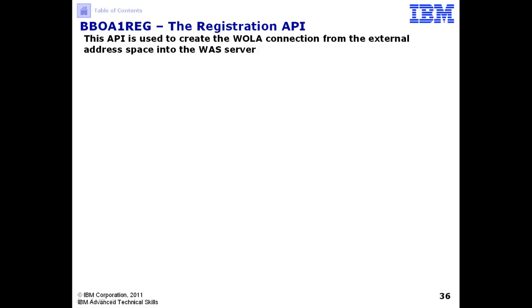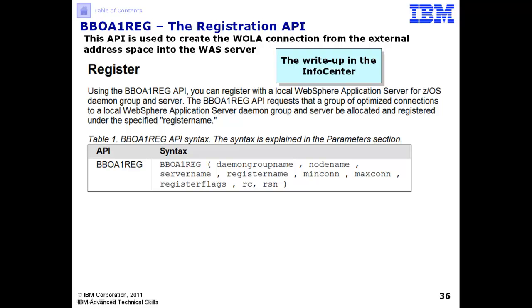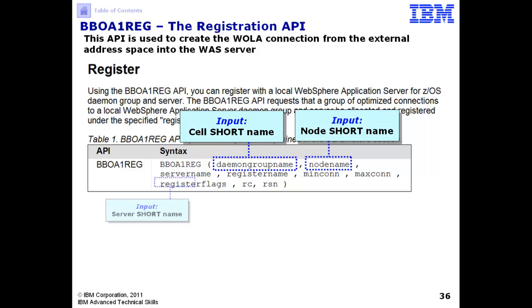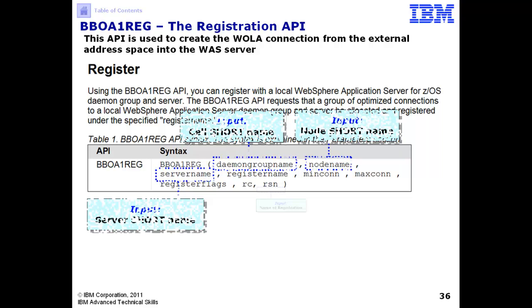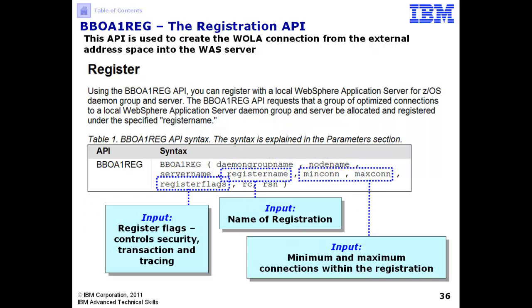Now we'll take a closer look at the BBO-A1 Reg API and show you the parameter syntax used by the API. We'll start with a bitmap clip straight from the InfoCenter article we've referenced already. This is the parameter syntax for the BBO-A1 Reg API. All the APIs have a syntax map like this. The first 3 parameters are all input values. They are the cell, node, and server short names. The next 4 parameters are also input values.